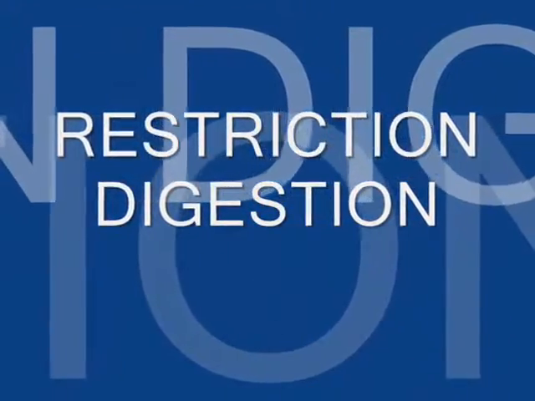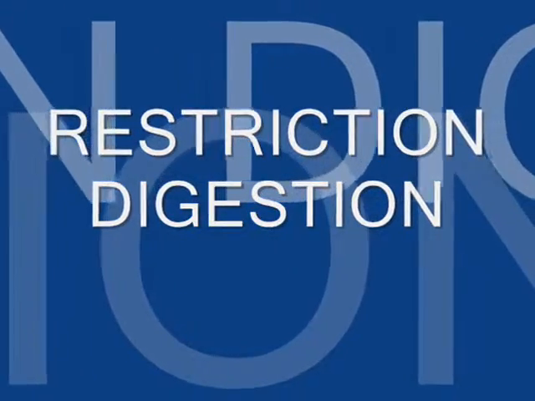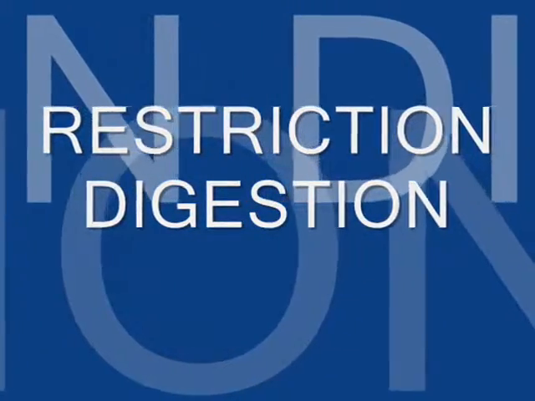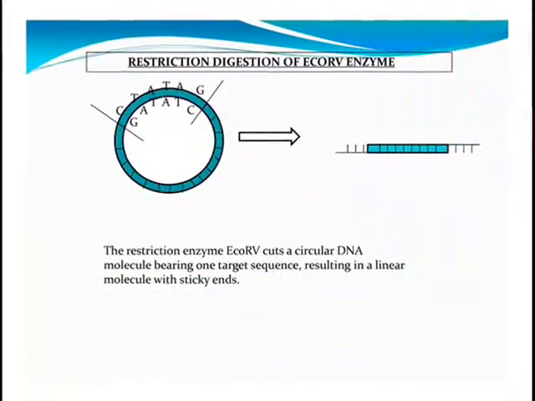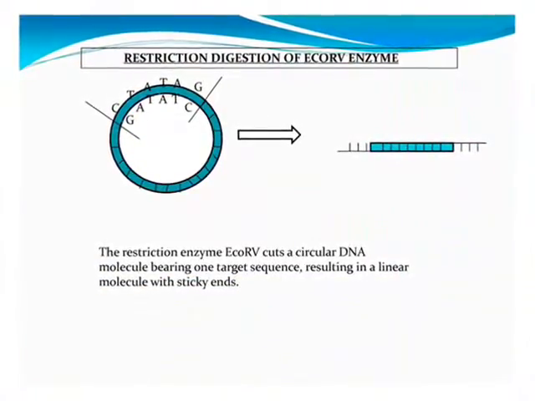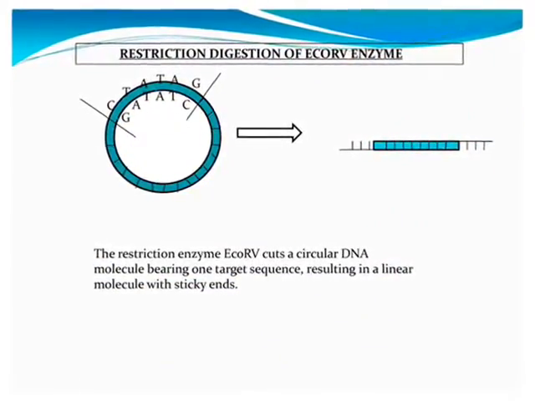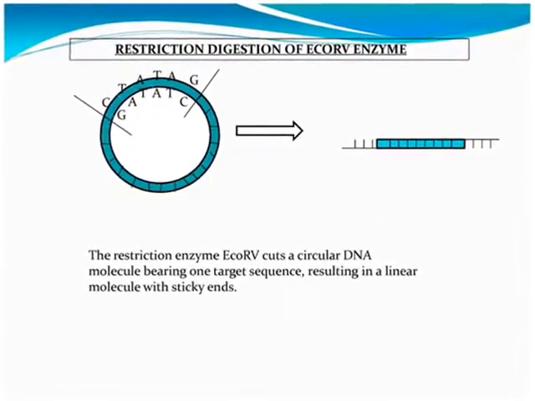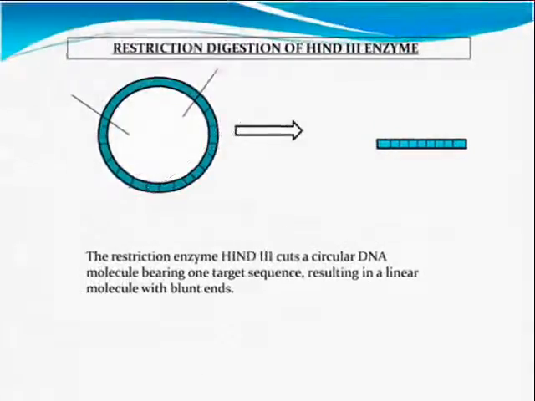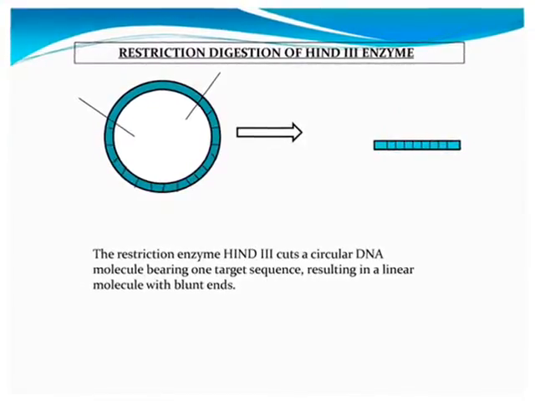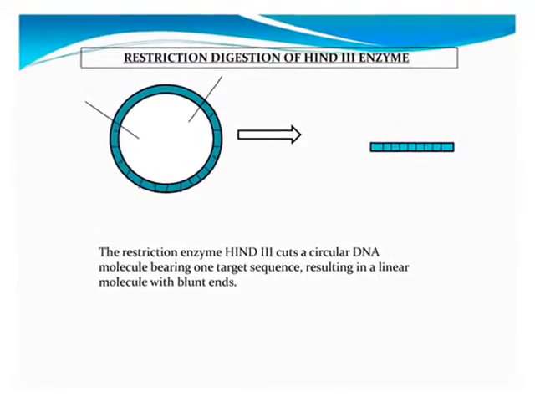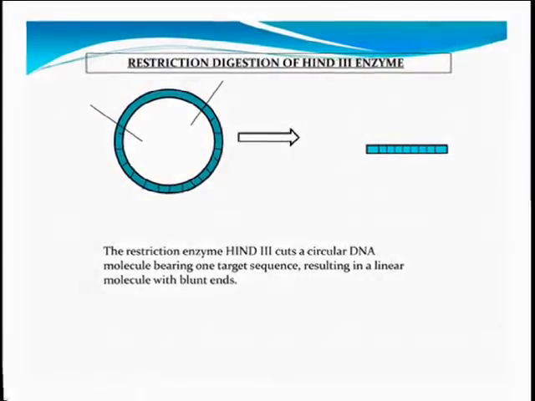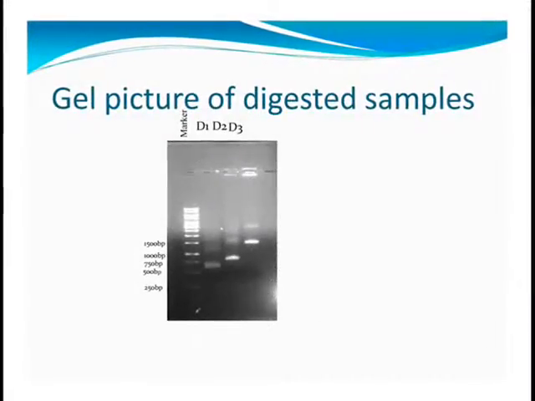The second part of the cloning is the restriction and digestion. Cutting the DNA at respective sequences with the help of restriction enzymes is called restriction digestion. I have employed EcoRV and HindIII restriction enzymes in this part. Both the DNA and the vector are cut with these enzymes, generating the same DNA sequences on both.